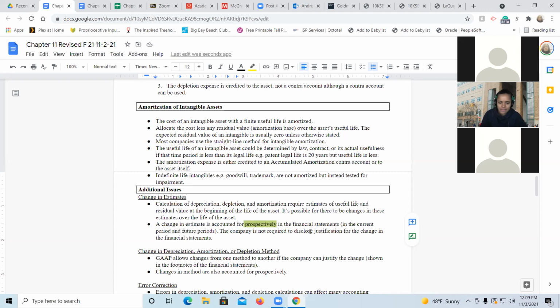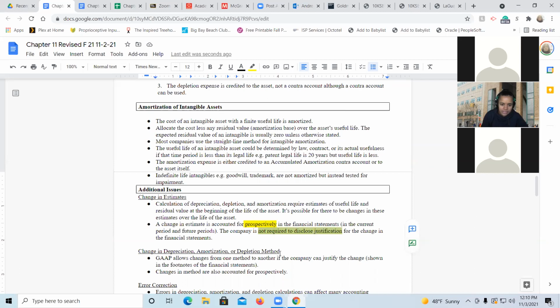And you don't have to justify, you don't have to disclose in the financials, right? You're not required to disclose justification for a change in estimate, because again, it's accepted that estimates could change. So you don't have to write out in the footnotes of your financials, oh no, we suddenly realized that this asset that we have actually has an 8-year useful life instead of 5 years. You can say that this changed, but you don't have to say why it changed, because people understand that an estimate could change.